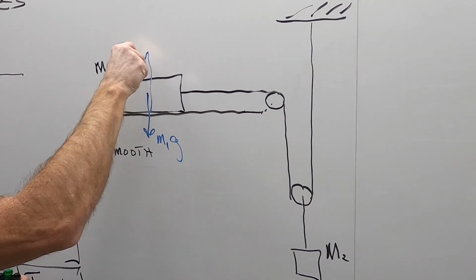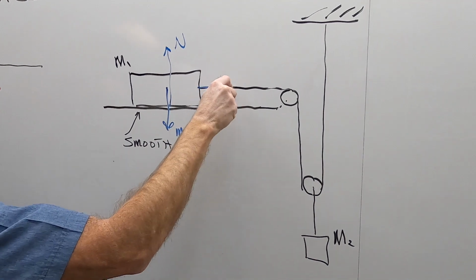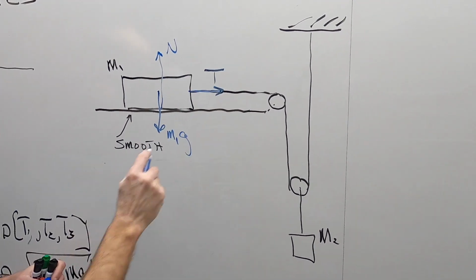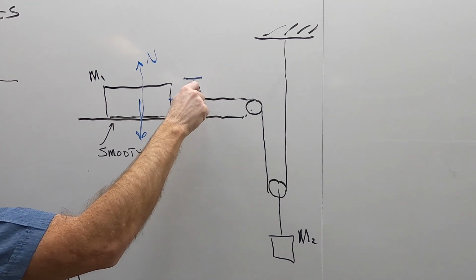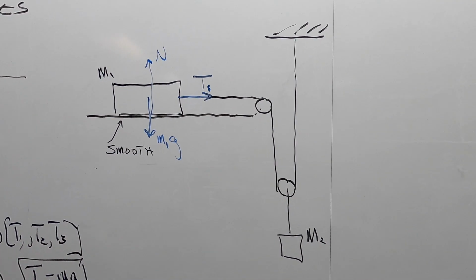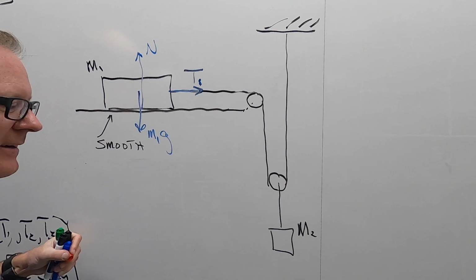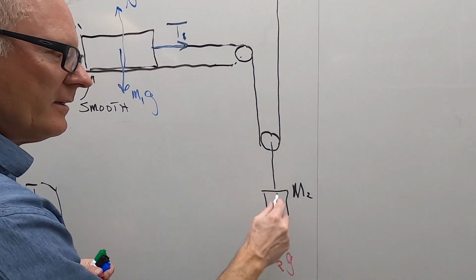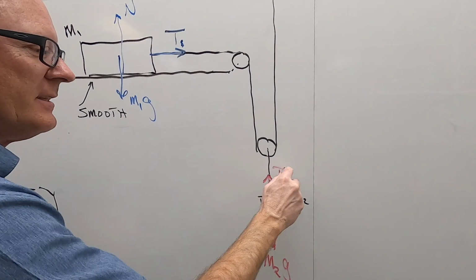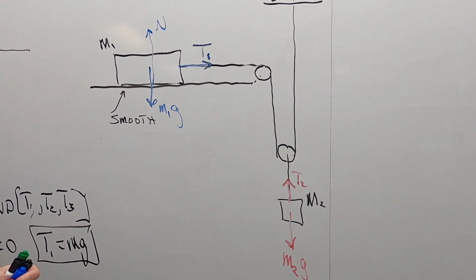We've got the normal going up. We've got a tension over here. Tension 1, there's two ropes, so I need to put subscripts. There's T1 right there. That's it. Now if we look at the other block down here, we've got M2G, and we have another tension, T2. It's a separate rope right here.